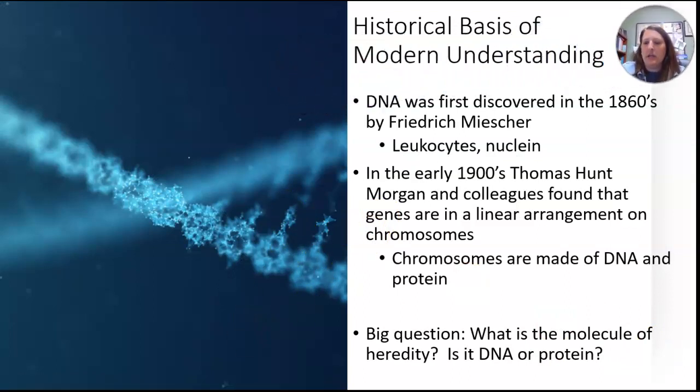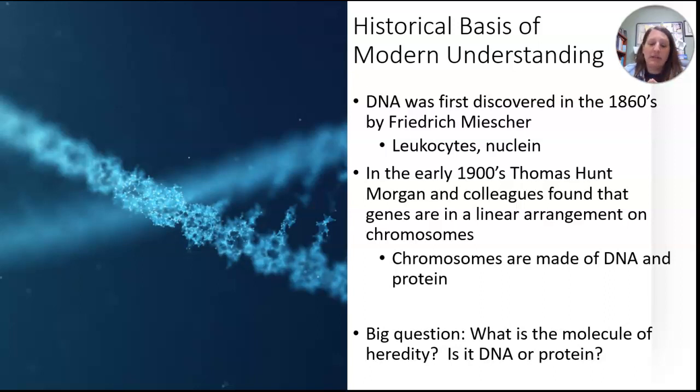So in the 1860s, it wasn't known yet what the molecule of heredity is. And so the big question was, is it DNA or is it protein? And again, scientists were not sure. Protein is maybe a more complex structure.